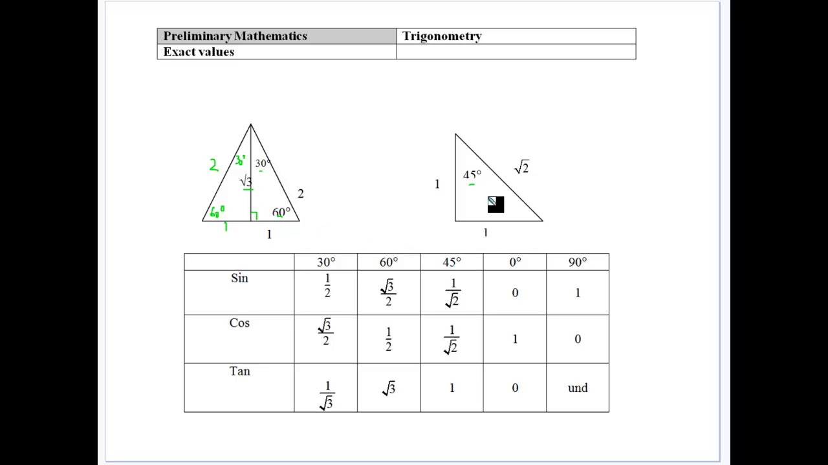Now for 45 degrees. For 45 degrees, this time we're going to draw an isosceles right angle triangle, of side 1, so the equal sides are 1. So that makes that one 45.